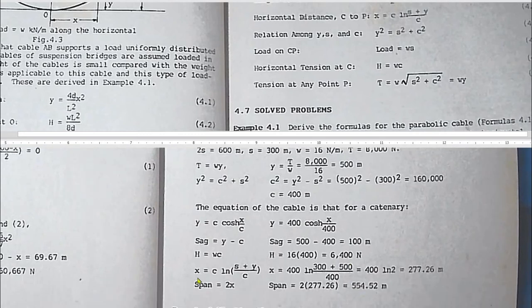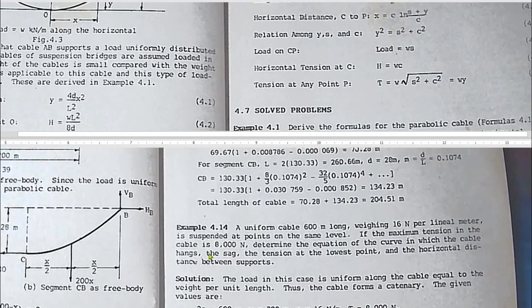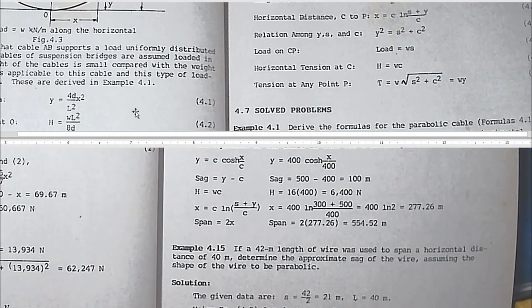And then, yung X naman, that is equal to this equation, C times ln of the quantity S plus Y all over C. So you simply substitute. You have 277.26. And then you have the span equal to 2x. Ngayon, yung x na yan, that is the horizontal distance.